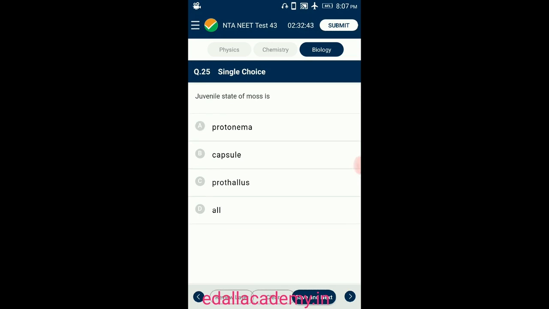Question number 25. Juvenile state of moss is. The predominant stage of life cycle of moss is the gametophyte, which consists of two stages. The first stage is the protonemal stage, which develops directly from the spore. The second stage is the leafy stage, which develops from the protonema as the lateral bud. So the answer for this question is option A, protonema.